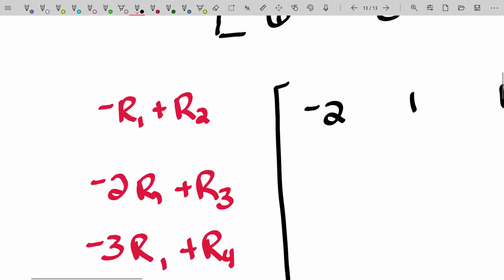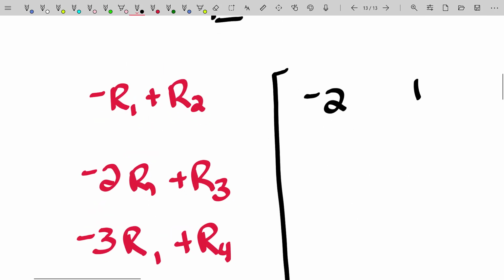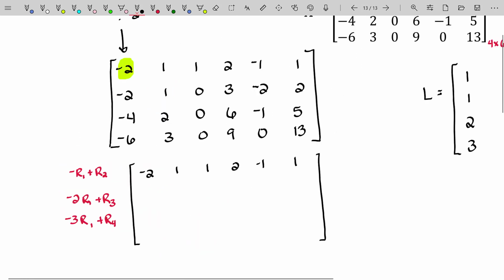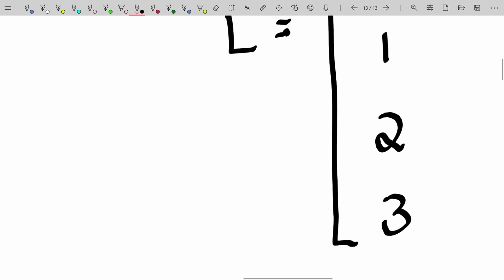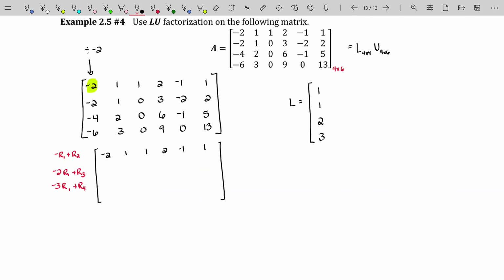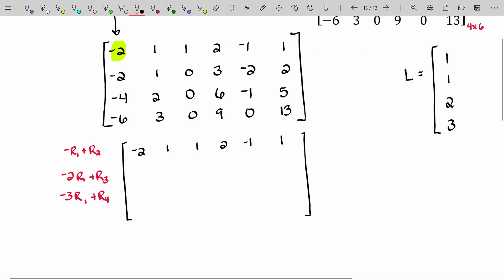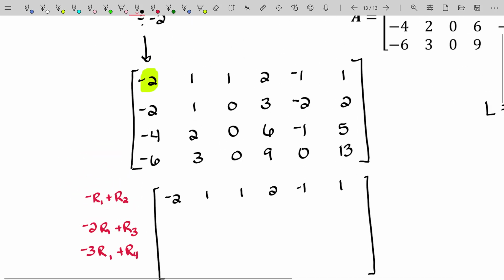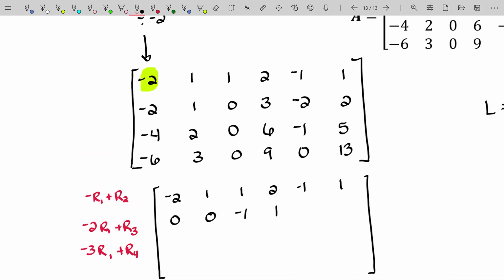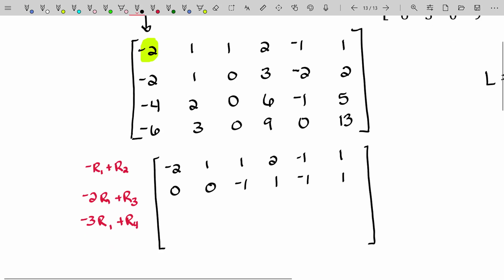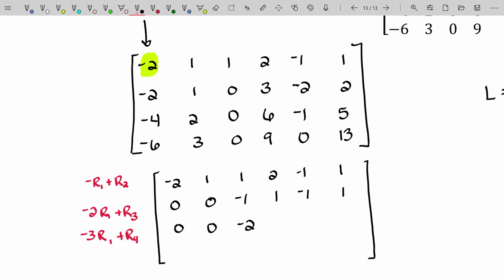You see how I'm doing my arithmetic here? By the way, the opposite of all those are 1, 2, 3. And if you take a look at this, 1, 2, 3. So I've already placed those in there because I had that column highlighted and divided by the pivot value. All right, let's do our arithmetic here. Negative row 1 added to row 2. Negative 2 row 1 added to row 3. And negative 3 row 1 plus row 4.